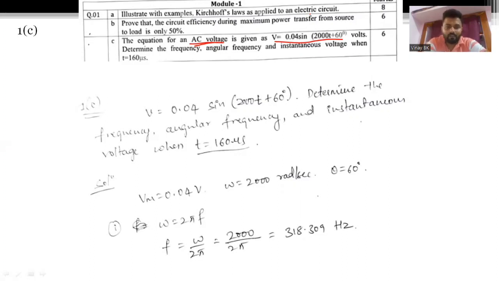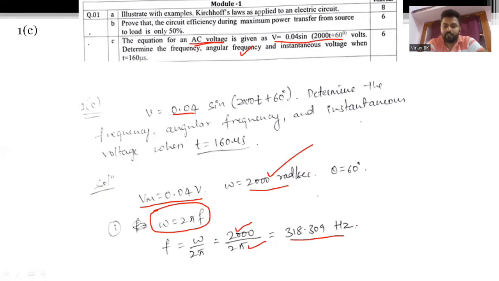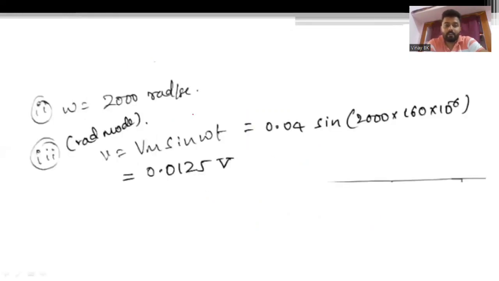But you can see here, V equals Vm sine omega t, where 0.04 is nothing but Vm. Omega is 2000 radian per second. So that one answer we got, angular frequency, that is 2000 radian per second. Next, they ask frequency. So I'll use the angular frequency formula. Omega is given by 2 pi f. So f equals omega by 2 pi. Omega is 2000, 2 pi as it is. We'll get frequency as 318.309 hertz.